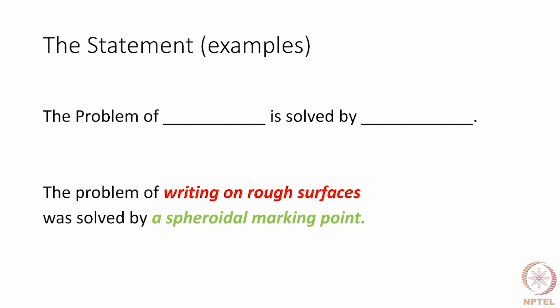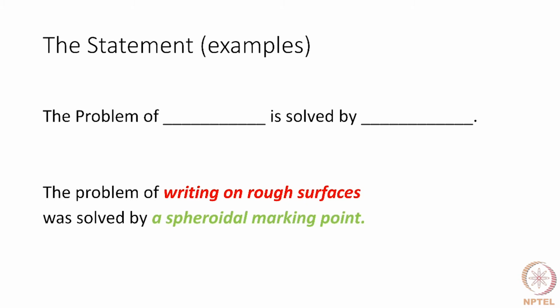The problem of writing on rough surfaces was solved by a spheroidal marking point. Again, this is the ball pen pattern that we had seen earlier. So writing on rough surfaces was the problem that the ball pen addressed. So this is the way in which a problem solution statement would capture the essence of the invention.